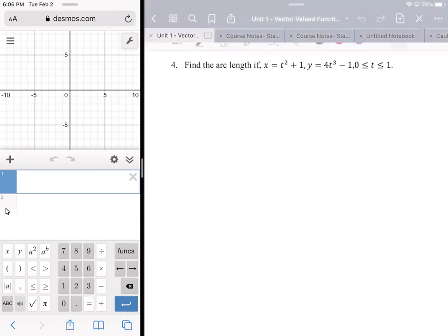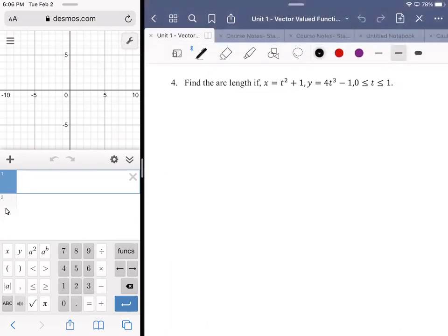We do need the derivatives of x and y with respect to t, dx/dt and dy/dt, which is good because there will be instances where we have to take the derivative with respect to other variables. That's a different story altogether. So t squared plus 1 becomes 2t, and 4t cubed minus 1 becomes 12t squared.